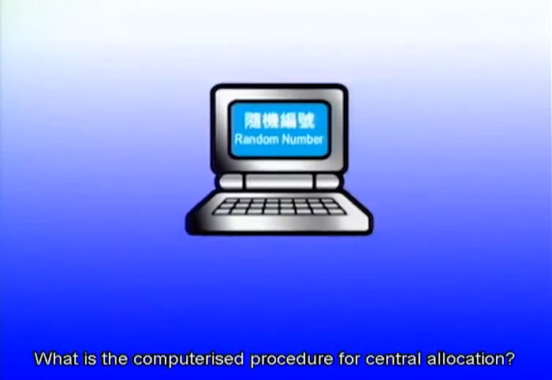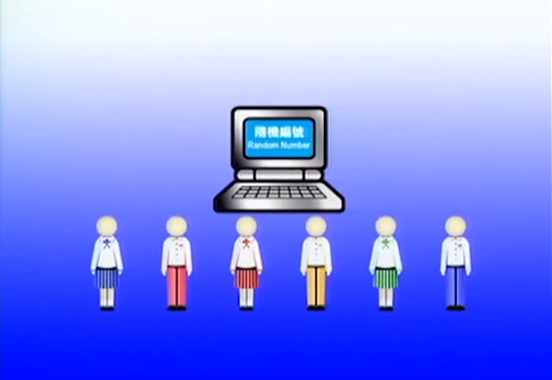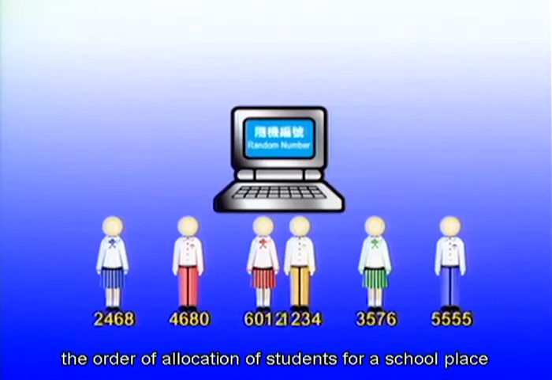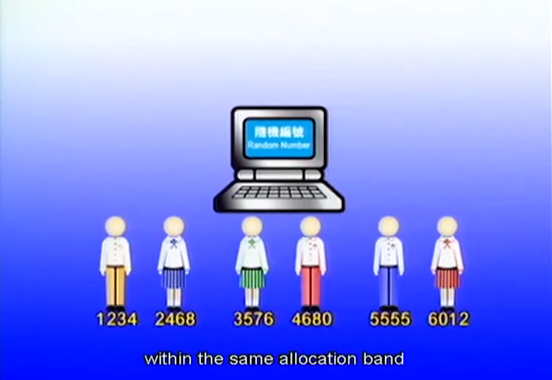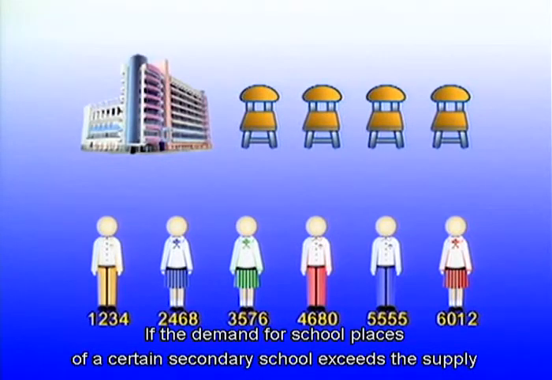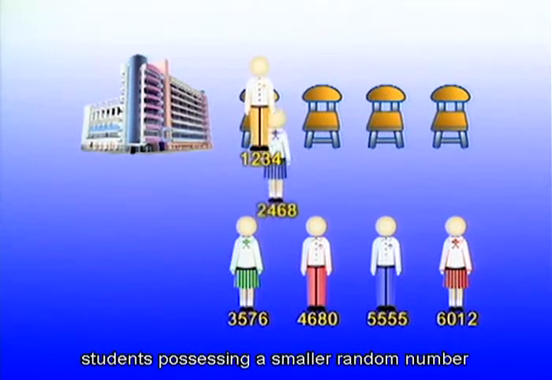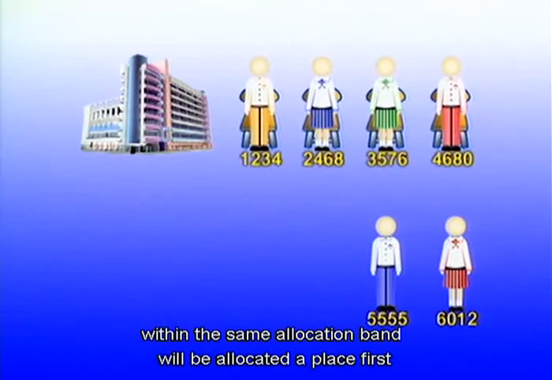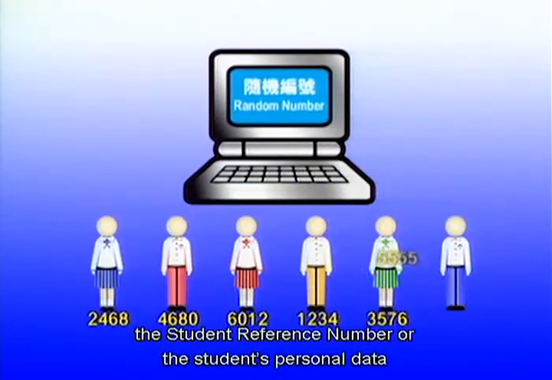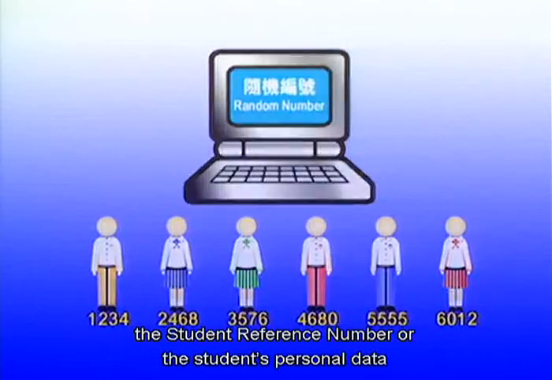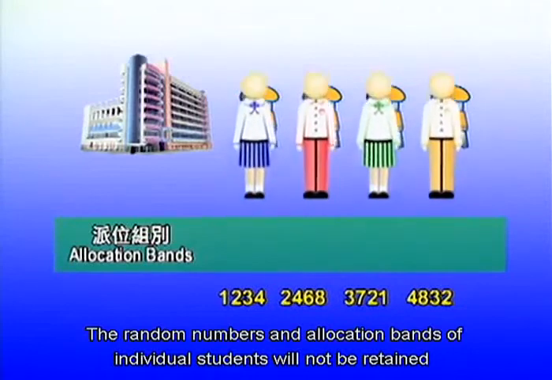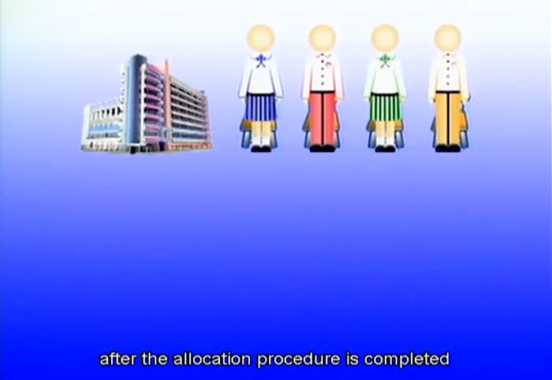What is the computerized procedure for central allocation? The computer will assign each student a random number. The random number is used to determine the order of allocation of students for a school place within the same allocation band. If the demand for school places of a certain secondary school exceeds the supply, students possessing a smaller random number within the same allocation band will be allocated a place first. The random number has no connection with the student reference number or the student's personal data. The random numbers and allocation bands of individual students will not be retained after the allocation procedure is completed.